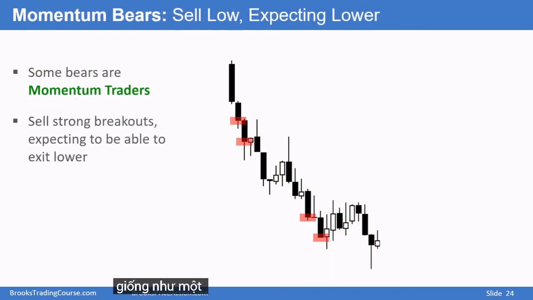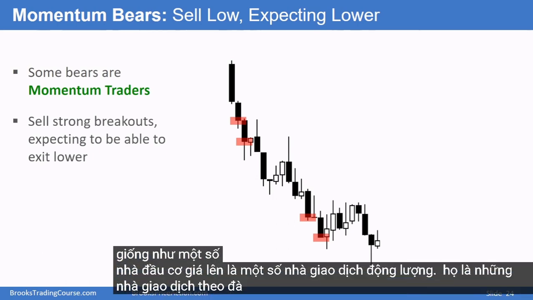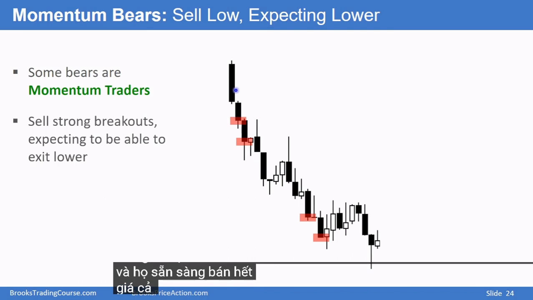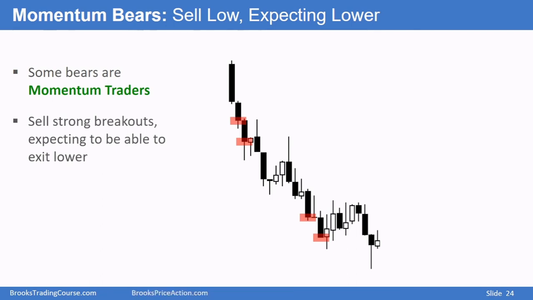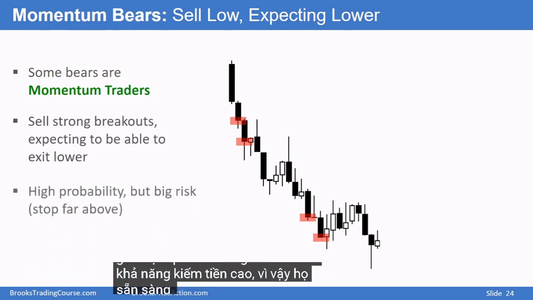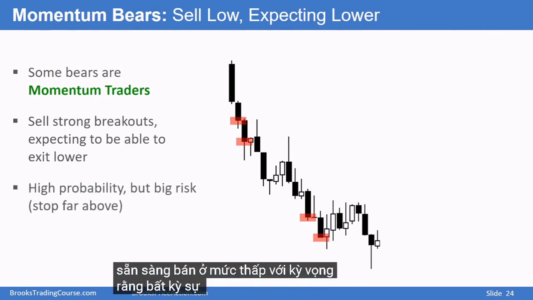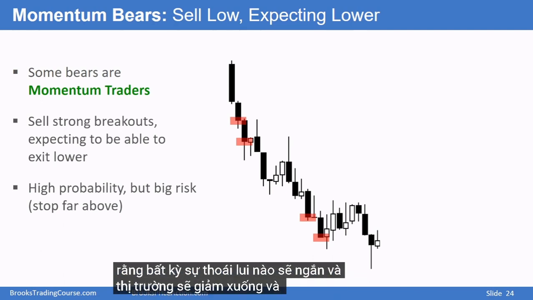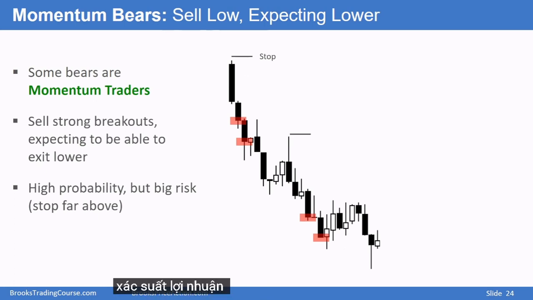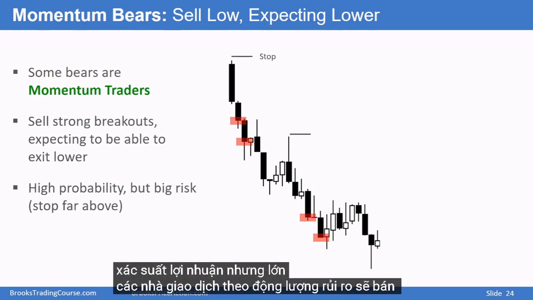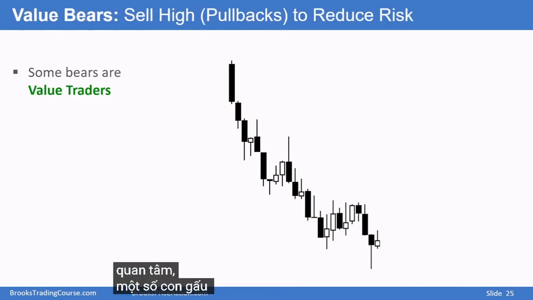Just like some bulls are momentum traders, some bears are momentum traders, and they are willing to sell all the way down, even when the market's extremely strong and the stop is far away. They believe that probability of making money is high. They know that their stop is far away, and they're willing to take the bad risk-reward trade because of the high probability of making money. So they're willing to sell at the low, expecting that any pullback will be brief and that the market will go lower and they'll be able to take a profit. So high probability, but big risk. Momentum traders, they'll sell at the low. They don't care.